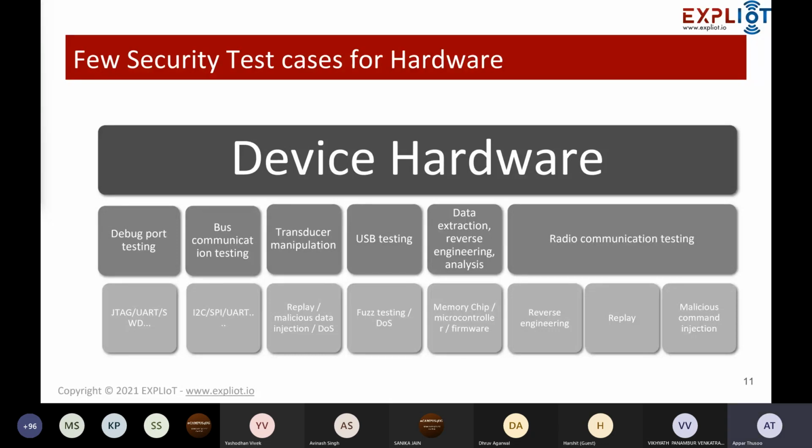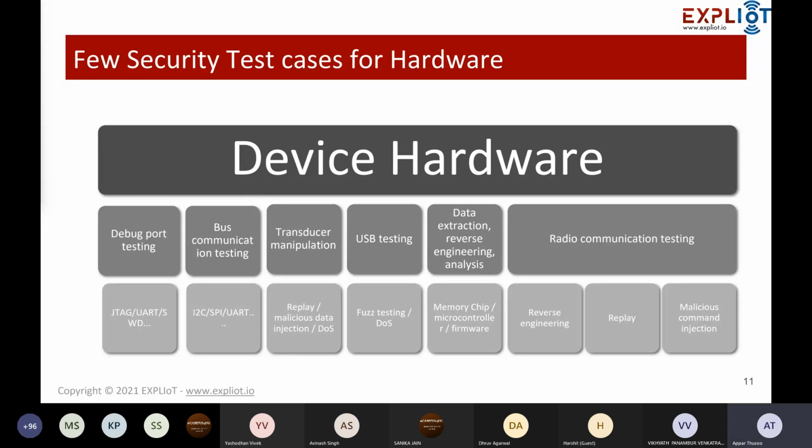Then you have your data extraction and reverse engineering. This basically comprises data extraction from the memory chip, the microcontroller, and firmware. Once the data is extracted, once the firmware is extracted, you go about reverse engineering the firmware.